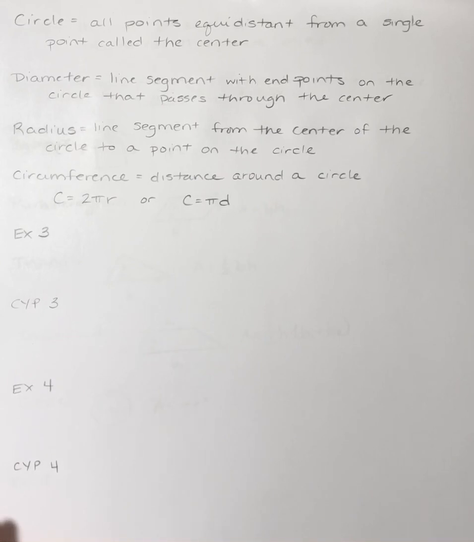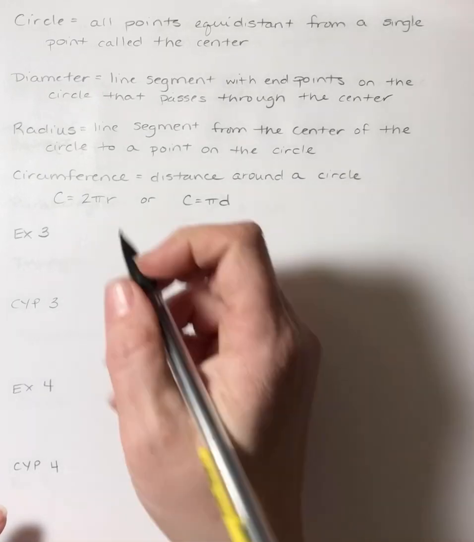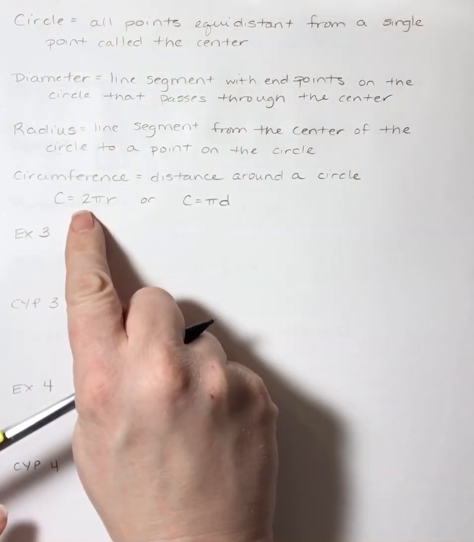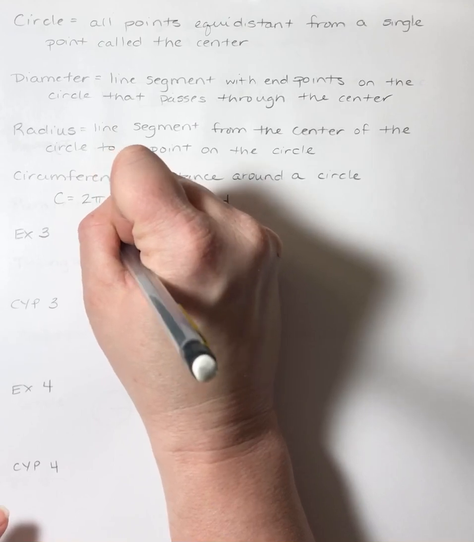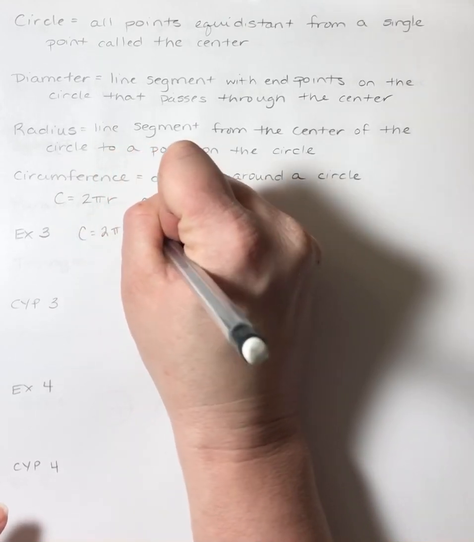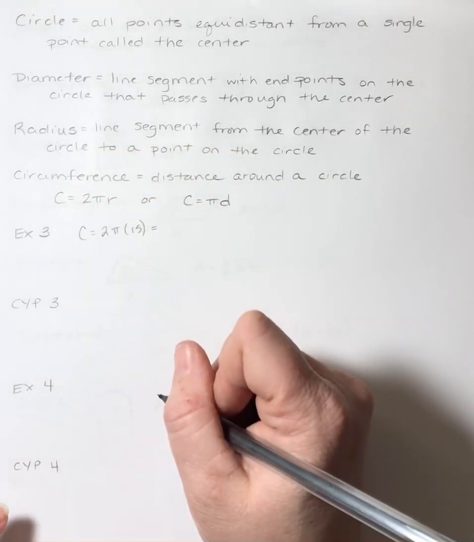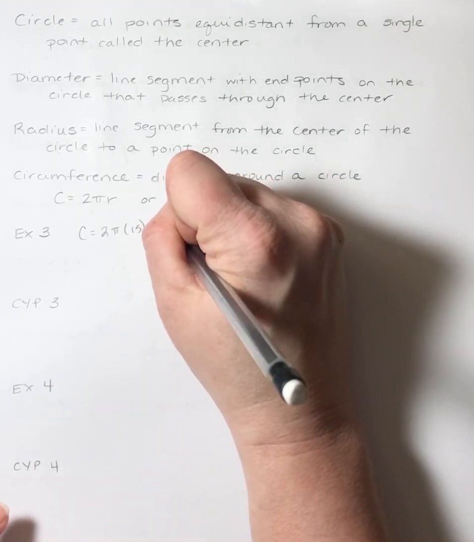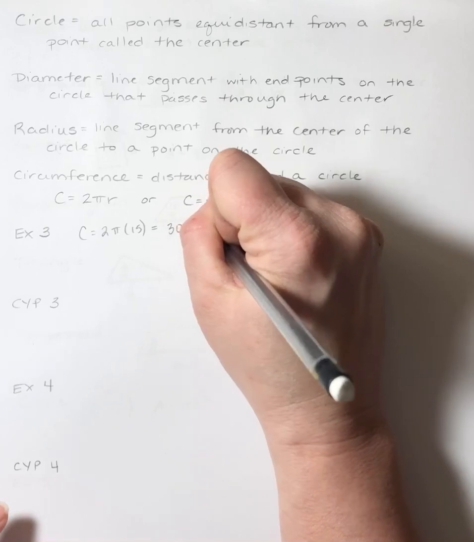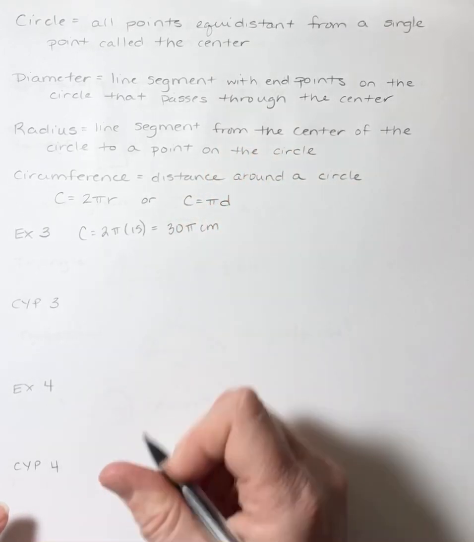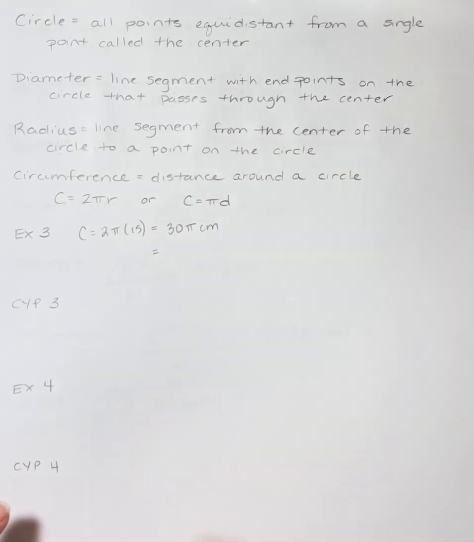Find the circumference of a circle with a radius of 15 centimeters, round to the nearest hundredth of a centimeter. So circumference equals 2 pi times the radius. So I do 2 pi times 15. If they had asked me for the exact answer, my exact answer would have been 30 pi centimeters. Okay. They asked me to round to the nearest hundredth of a centimeter.